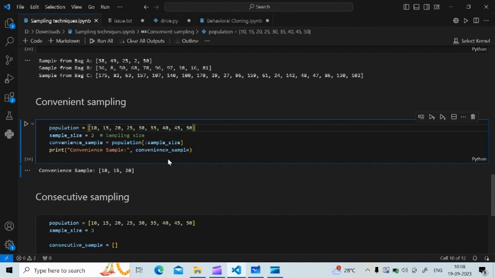Mostly in data science projects, whenever we are doing testing of hypothesis and similar things, we will mostly be using probability-based sampling, randomness-based sampling only. Some of the non-probability methods, convenience and consecutive, we will sometimes use. The other sampling methods that we have, we will not be using that much.